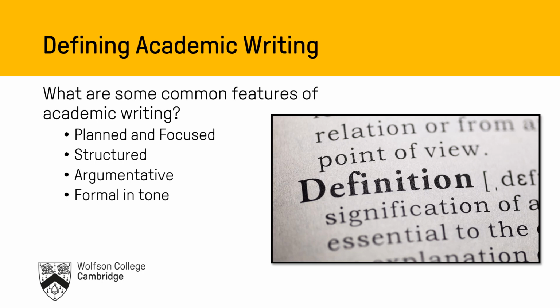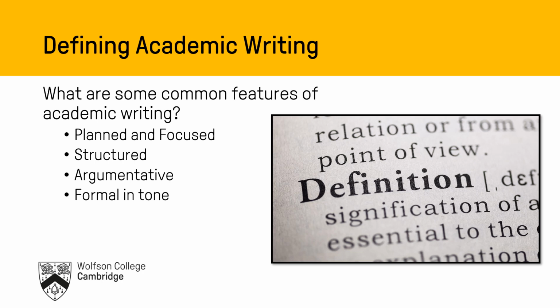So it's helpful then to think about academic writing. What is it? Some of the most common features are that it's planned and focused. It answers the question and it demonstrates an understanding of a subject. Academic writing is also structured. That means it's coherent, written in a logical order, and it brings together related points and material.